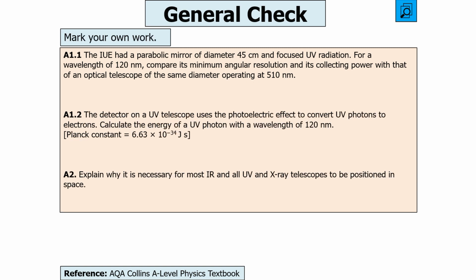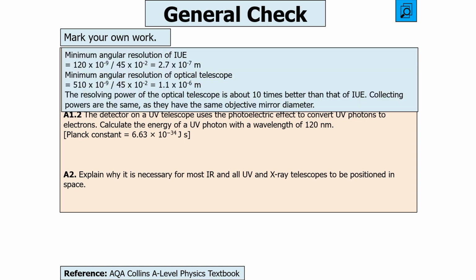Right, in this first one, once again, we work out the minimum angular resolution by using the Rayleigh criterion. So theta equals lambda over d. Pop it in there, and you get the IUE to be 2.7 times 10 to the minus 7 meters, and the optical telescope to be 1.1 times 10 to the minus 6 meters. Remember to keep our wavelength and our diameter in meters. So therefore, the resolving power of the optical telescope is about 10 times better than that of the IUE. Their collecting powers are the same though, because if you notice from the information, they've got the same objective mirror diameter, the only factor that affects the collecting power.